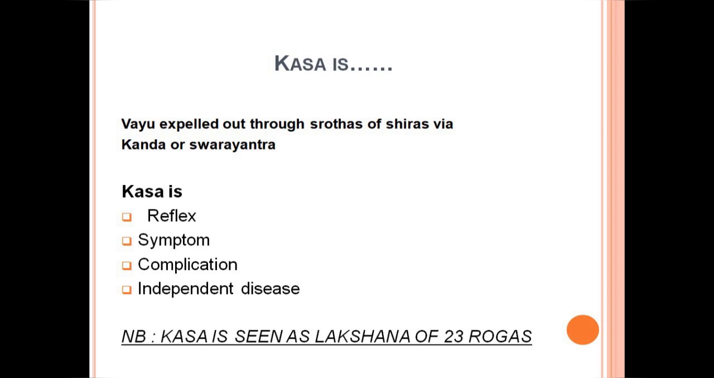So Kasa. Kasa is nothing but aggravated Vayu which is expelled through the mouth via the throat region. That is, Vayu expelled out through the Srothas of the Shiras via Kantha or Swarendra.